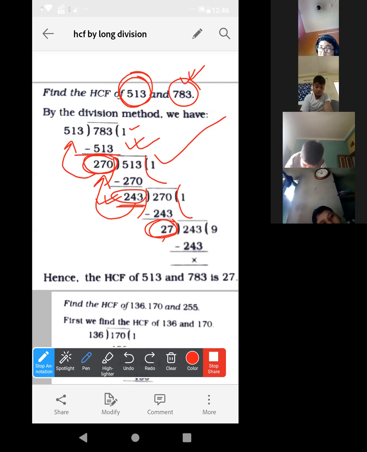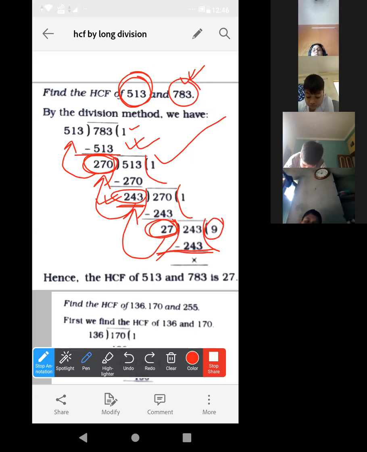243. Good. Understood? So look, here we are dividing it. Now by 9, it will be 243. Look, 27 nines are 243. It is totally divisible by 27. Now look, here the remainder we are getting is 0.